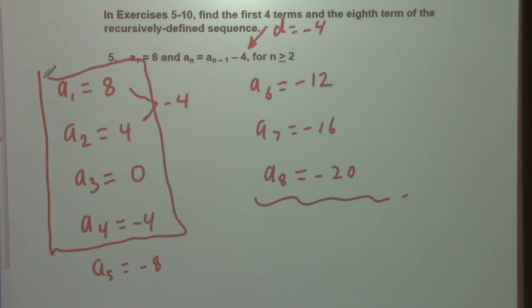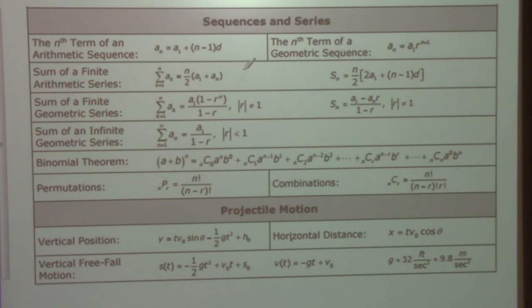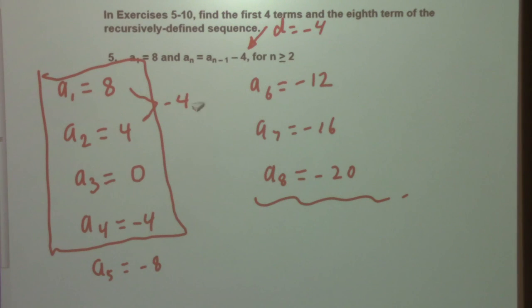Those will be our answers, but there's a formula for that, and I'll show it to you in your ACP formula chart. It is right here. You see the nth term of an arithmetic sequence? A sub n equals a sub 1 plus n minus 1 times d. So that's the formula, and I'll show you the application of it. What you have is a sub n equals a sub 1 plus common difference times n minus 1.